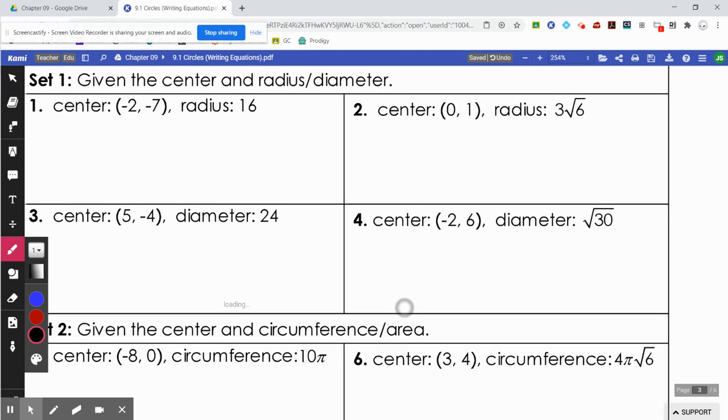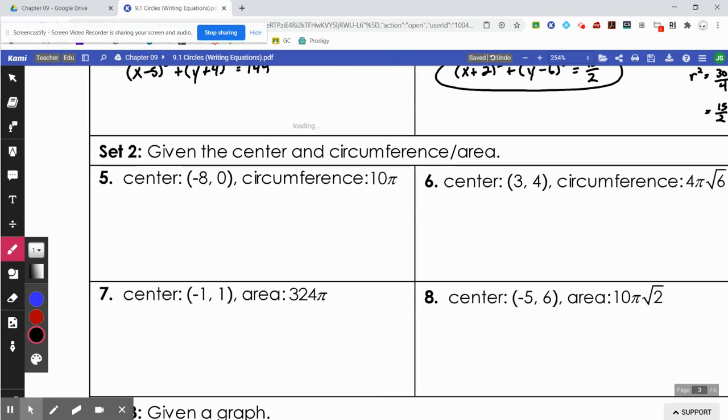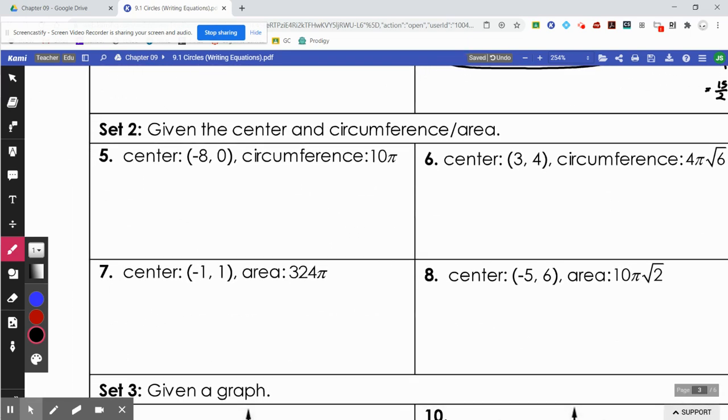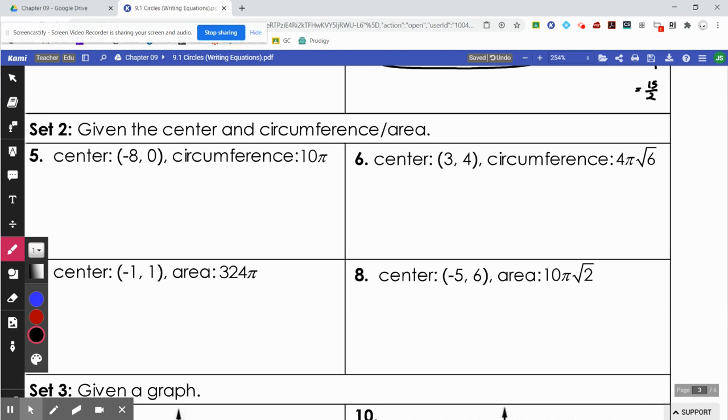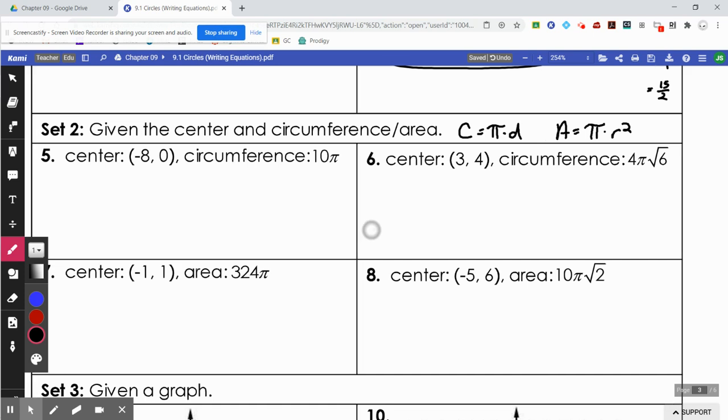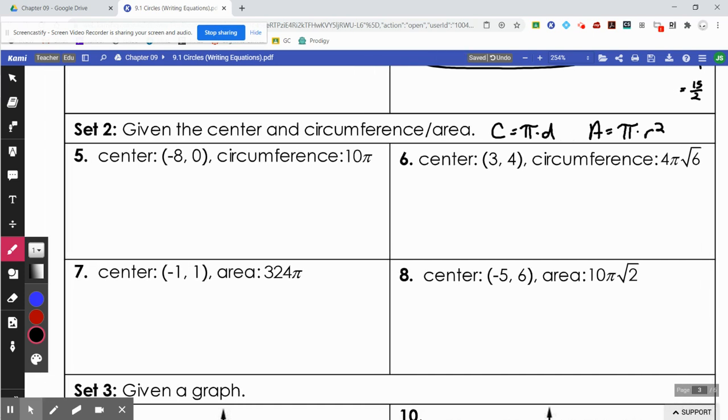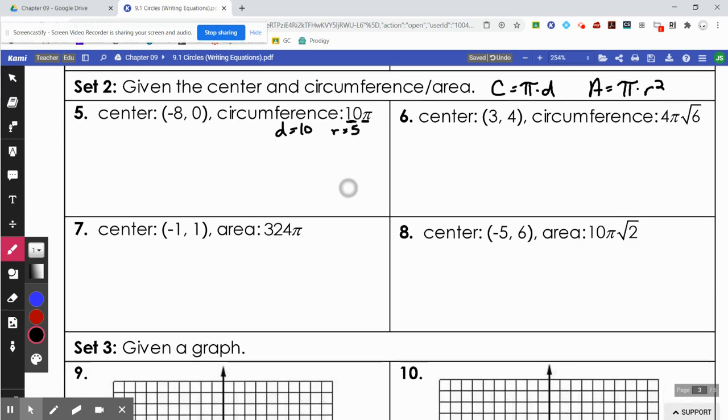Either way, same thing. Okay, number 5 gives you a center and a circumference. So given the center and the circumference or area, let's remind you that circumference is simply pi times diameter. The area is pi times the radius squared, just all depending on what they give you. So if they give you circumference, circumference is pi times diameter. So pretty much they've given you the diameter, which is 10. So that would mean the radius would be 5. So that's all you need.